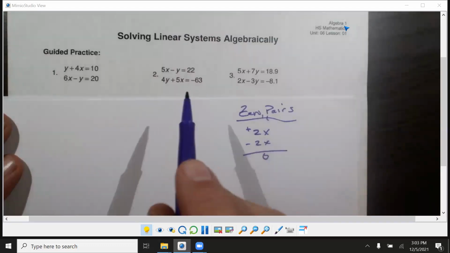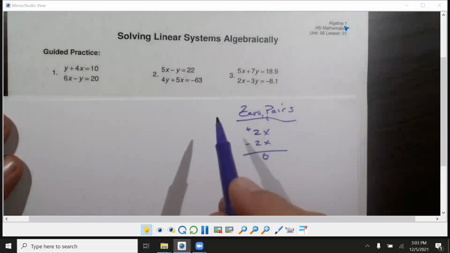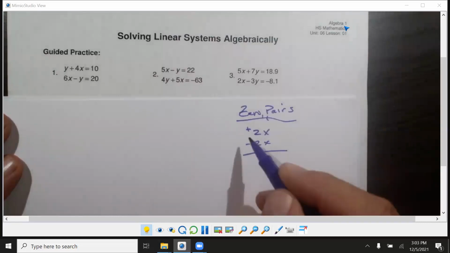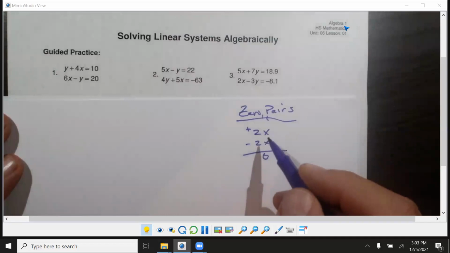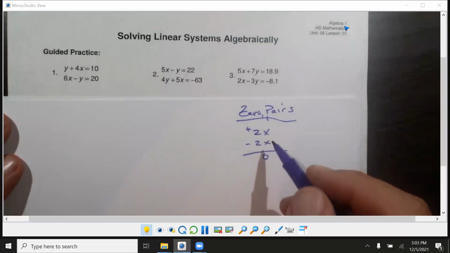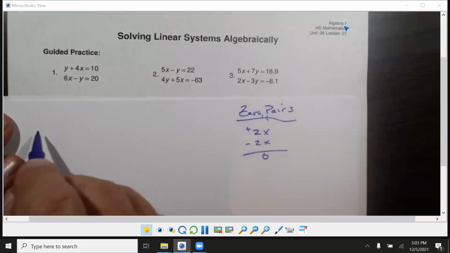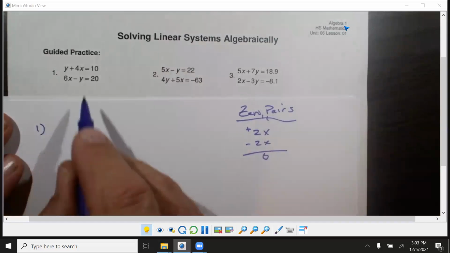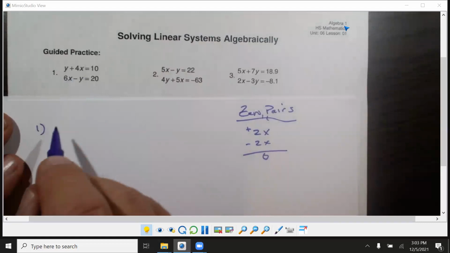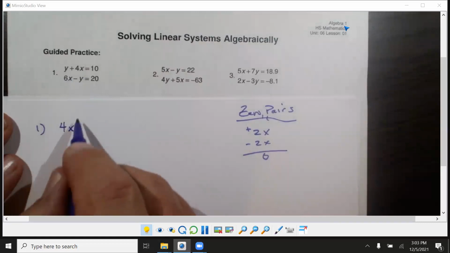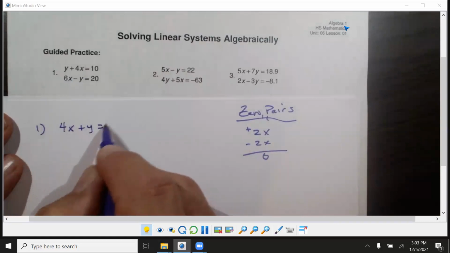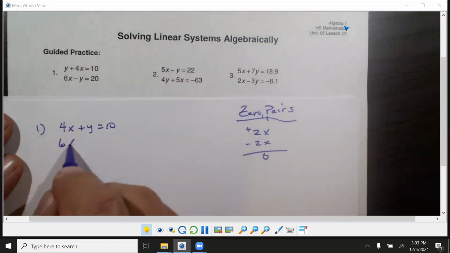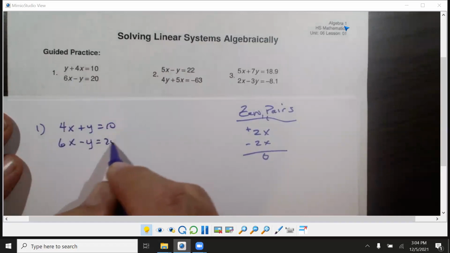So we want to line up the letters with each other, just like I did here, like line up the X's with the X's. And so we're going to line them up, and then we're going to see if we can make zero pairs out of them. All right, so look, number one, I'm going to do it. First thing is I want to line up my numbers, and we always put the alphabetical order. So I'm going to say 4x plus y equals 10. The other one is 6x minus y equals 20.